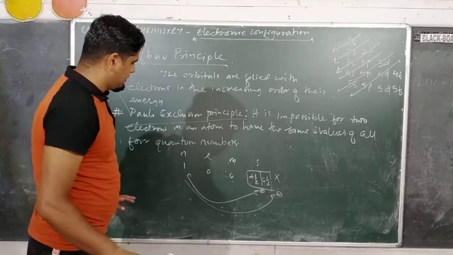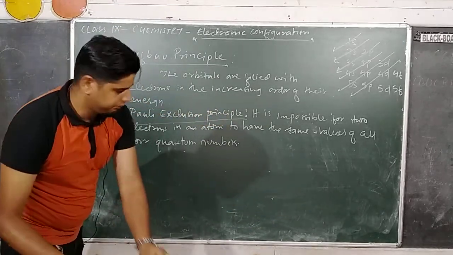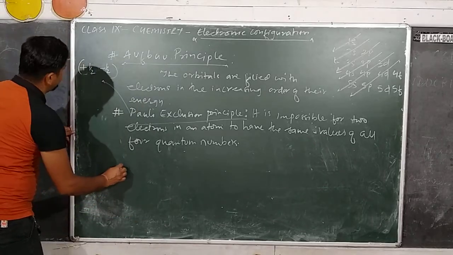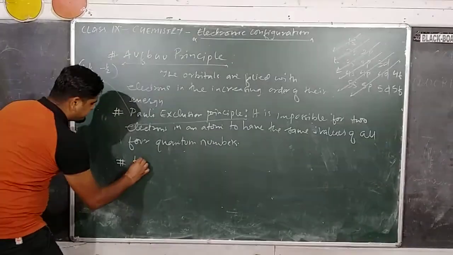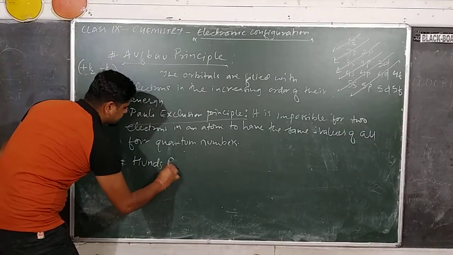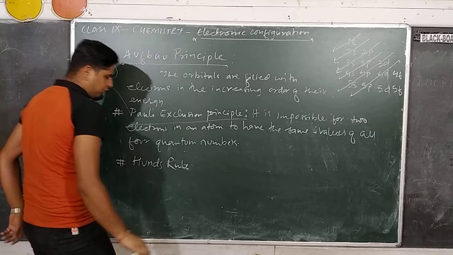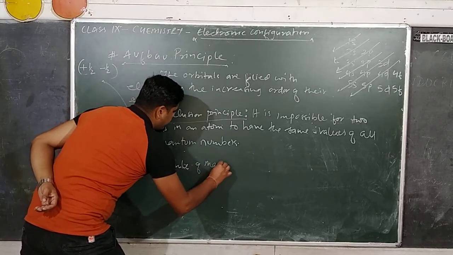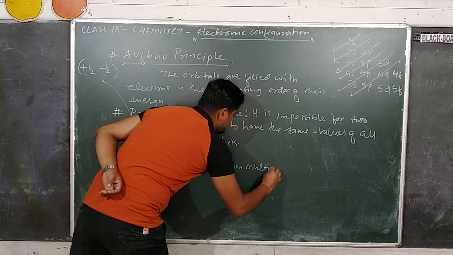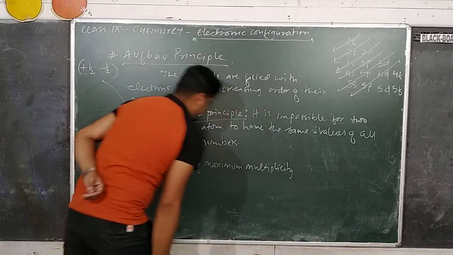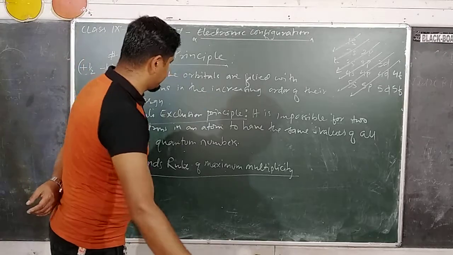What else? Okay. The next principle which we have to understand is number 3, Hund's rule of maximum multiplicity.